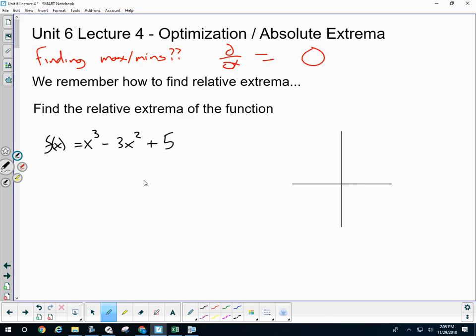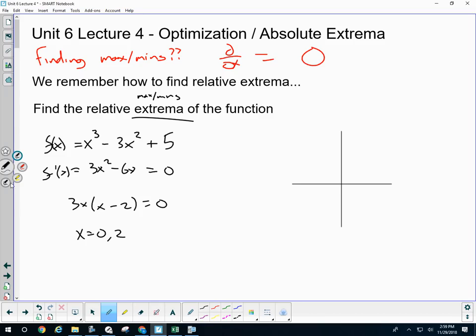We've already done this. If I asked you to find the relative extrema, relative maxes and mins, remember extrema is just another word for maxes and mins, you would take the derivative, set it equal to 0, and factor to solve. You get 0 and 2. If we wanted to look at the concavity, when we have points of inflection, we'd look at the second derivative, but for right now, just maxes and mins. Take the derivative, set it equal to 0.